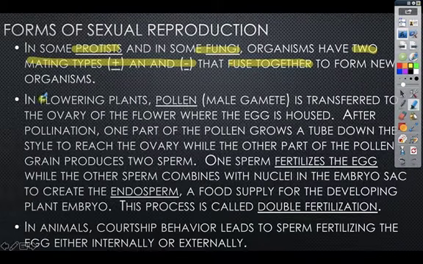In plants, in flowering plants, the pollen, and we see a lot of pollen right now. I don't know if y'all have been outside. You need to get outside if you haven't been outside. But there's a lot of pollen in the air right now.